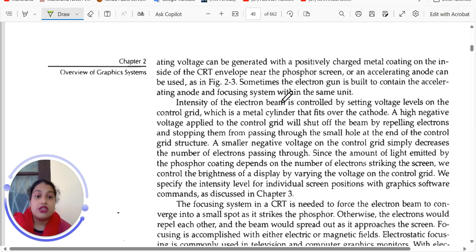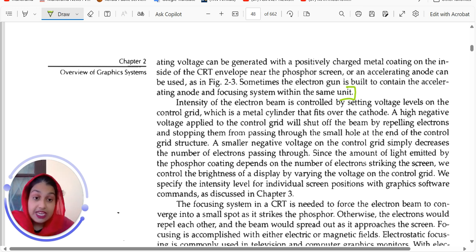Sometimes the electron gun is built to contain the accelerating anode and focusing system within the same unit. So this accelerating anode and focusing unit, in some cases, both these systems will be in the same unit. That is also possible. Okay, these both come under the same unit.